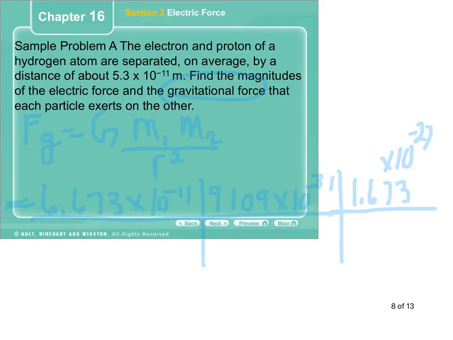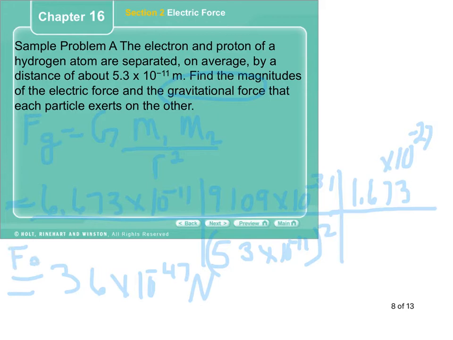Then we want to divide by r squared. R, same r we had a little bit ago, 5.3 times 10 to the negative 11th squared. Good. If you haven't done it already, stop, pause the video, do the calculations. And then you can start it back up again. And we get for Fg 3.6 times 10 to the negative 47 newtons.